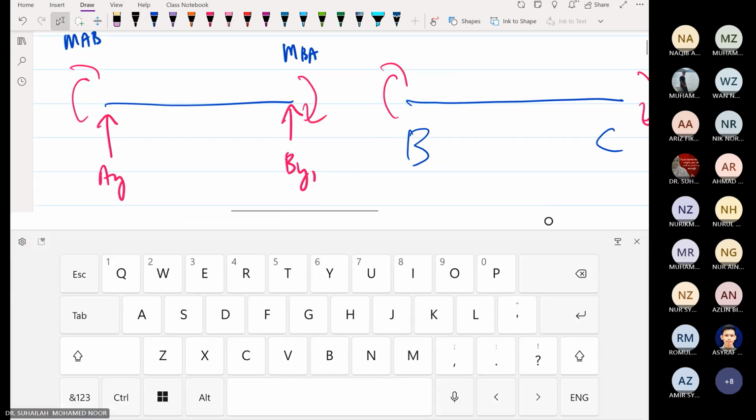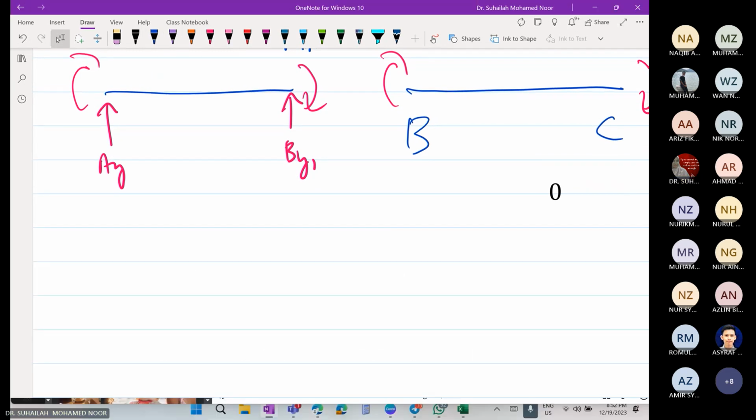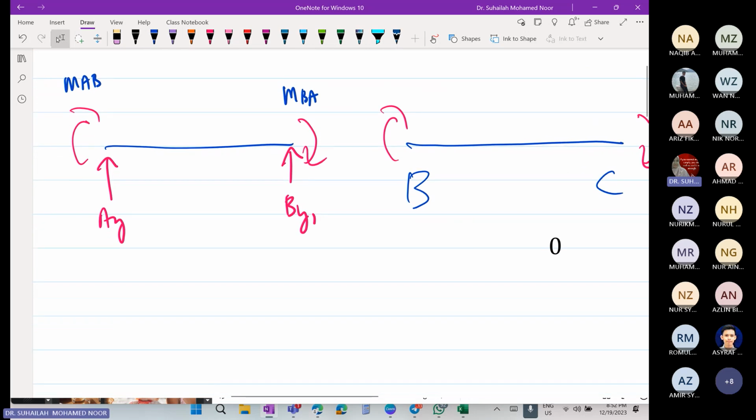Okay, this is the free body diagram. And then in between AB and BC, it has a joint here. This is joint B. So at joint B, the 125 is actually here. This is 125, the moment at joint B.